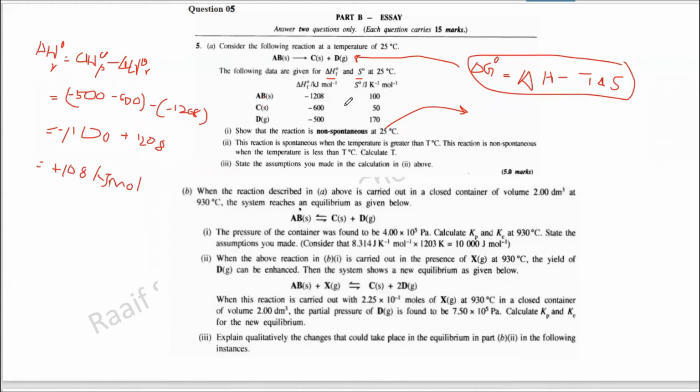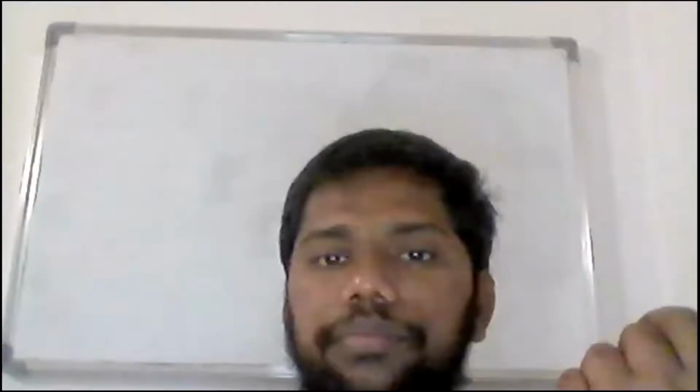In the same way you can find entropy. So we have found enthalpy, and in the same way you can find entropy. And when you plug in the temperature, which is given as 25 degrees, that is 298 Kelvin, you will see delta G is a positive value. Okay, so I will stop screen and we can do this on the board.